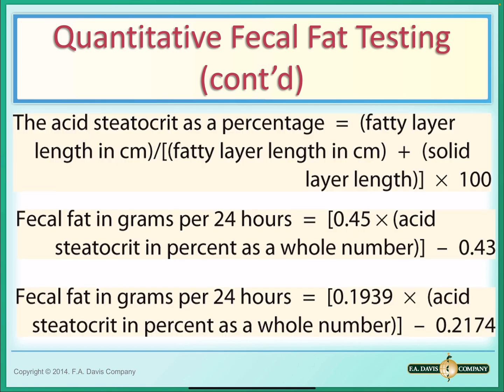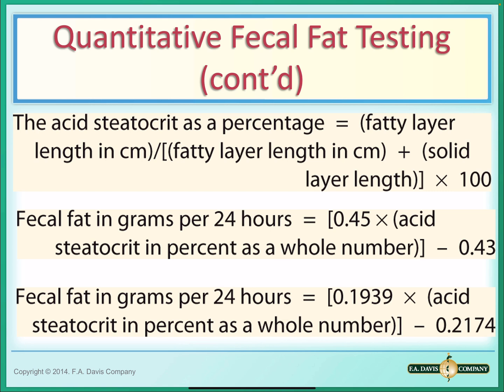Here are the calculations or the formulas that you may use to calculate the acid steatocrit. As you can see in the first table here, this is the formula that we use to calculate the acid steatocrit as a percentage. You take the fatty layer length in centimeters, divided by the fatty layer length in centimeters plus the solid layer length, times 100.